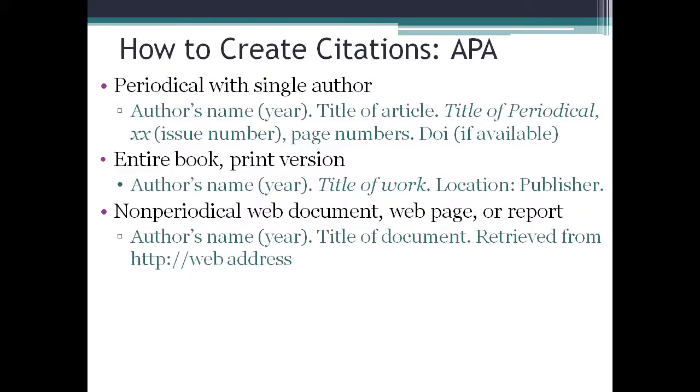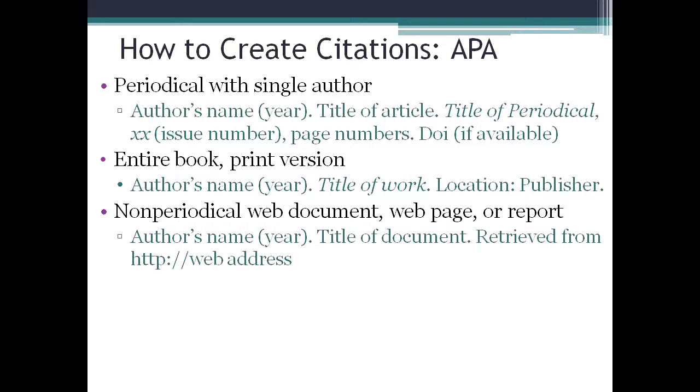Okay, now we get to the fun part. How to create your citations in APA format. If you're doing a periodical with one author, like your scholarly journals, which is usually what you see mostly, you're gonna start with the author's name, last name first, and then the initials, the year in parentheses followed by a period, the title of the article, the title of the periodical, which is italicized. Then you have the volume number, which is also italicized, and I always forget that part. The issue number, which is in parentheses, followed by a comma. Then you have whatever page numbers, if there are page numbers, and then your DOI, which is the digital object identifier, the list of numbers that helps identify the piece, if it's available. Sometimes it's not.